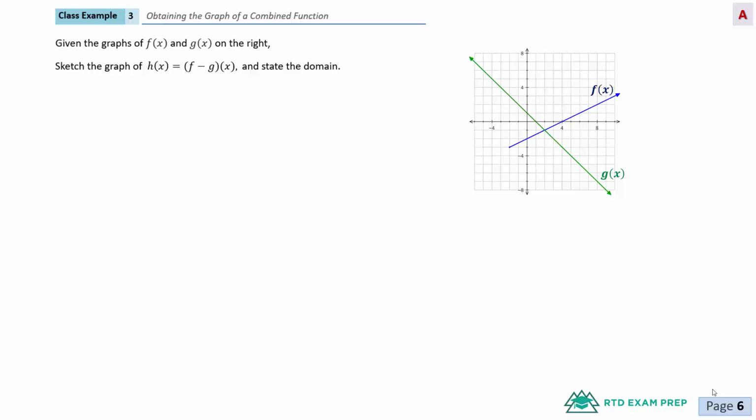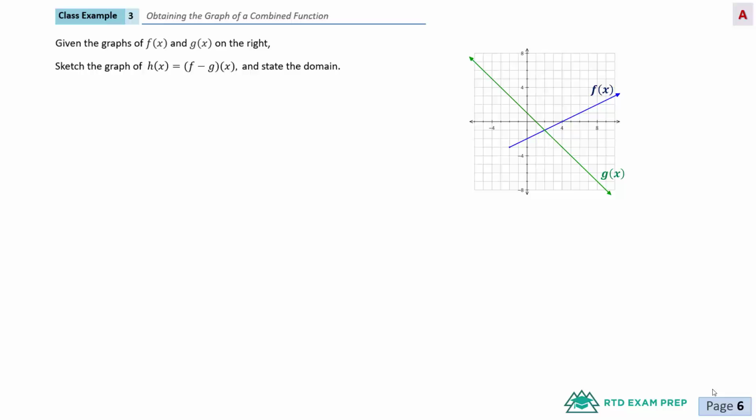Class example 2 showed a division of two functions. Here, let's look at a subtraction of f minus g of x, where we'll also state the domain. Now, worth noting, f of x has a limited domain, so though it's linear, it does not start with a domain of all real numbers. This will have an effect on our combined domain later.